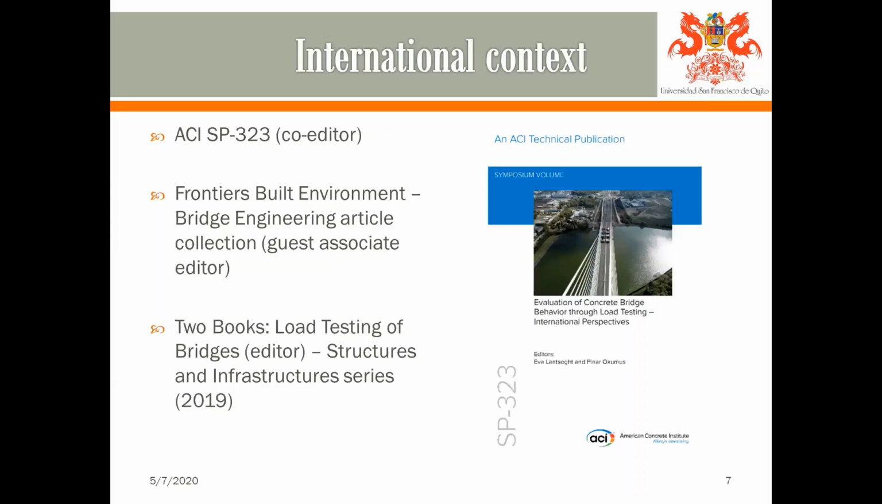In terms of publications or volumes that really focus on load testing, there is the ACI Special Publication 323, titled Evaluation of Concrete Bridge Behavior Through Load Testing, International Perspectives. There is an article collection in the journal Frontiers in Built Environment, Bridge Engineering. I've also had the chance to work as the editor on two books on load testing of bridges, essentially two volumes on the topic, within the Structures and Infrastructure series of Taylor and Francis.